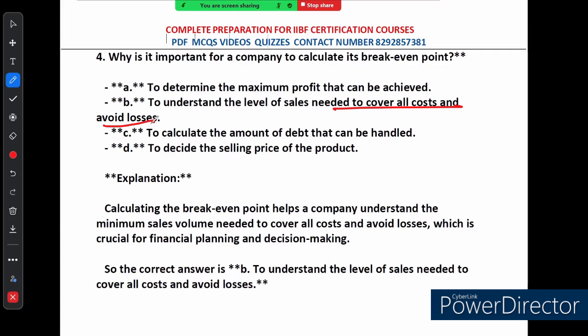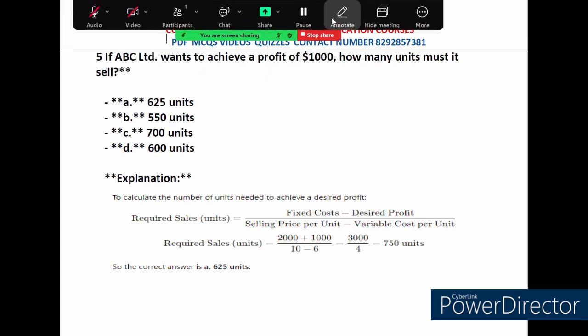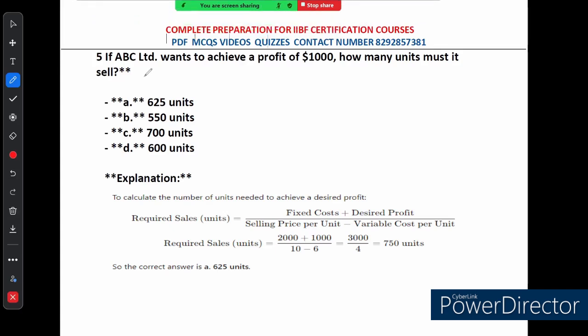So calculating the break even point is not just a good practice, it is a must for any business that wants to stay afloat and grow. It gives you a clear picture of where you stand and what you need to do to succeed. Now let's see the last part of this particular question. If ABC Limited wants to achieve a profit of $1,000, how many units must it sell? Very good question.